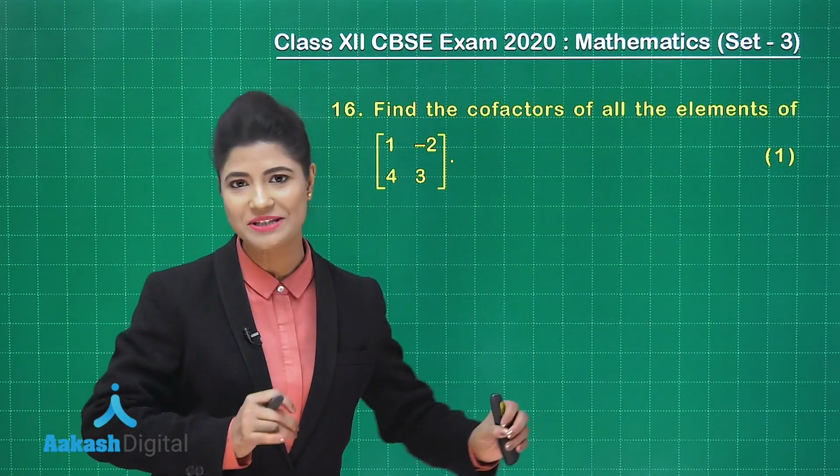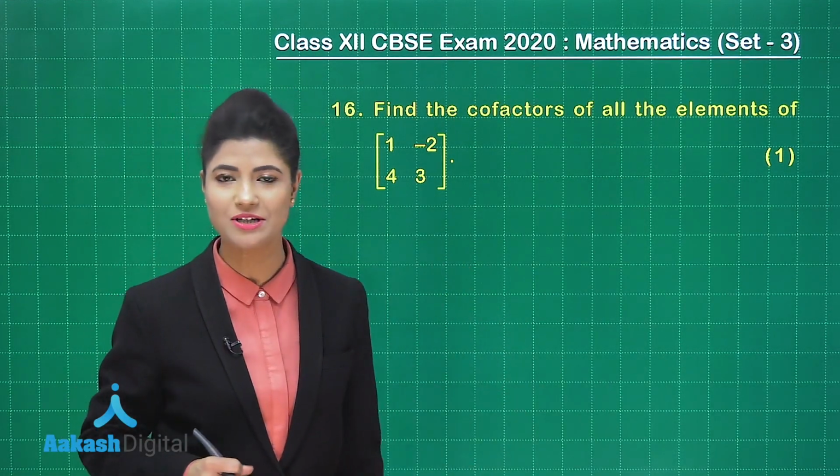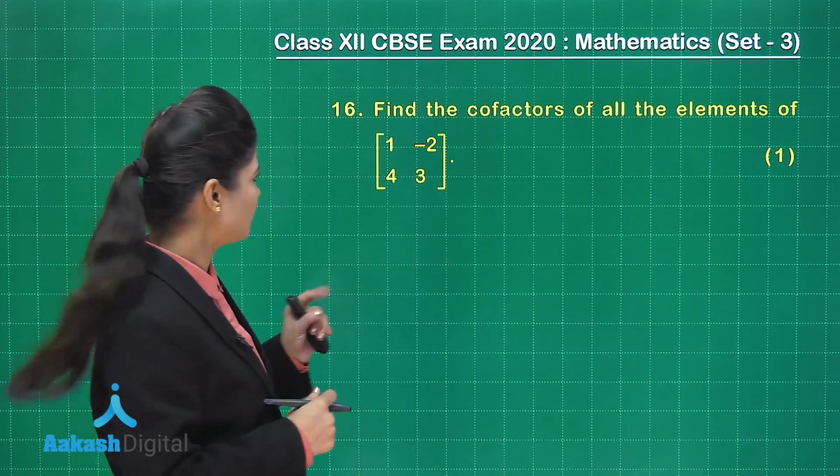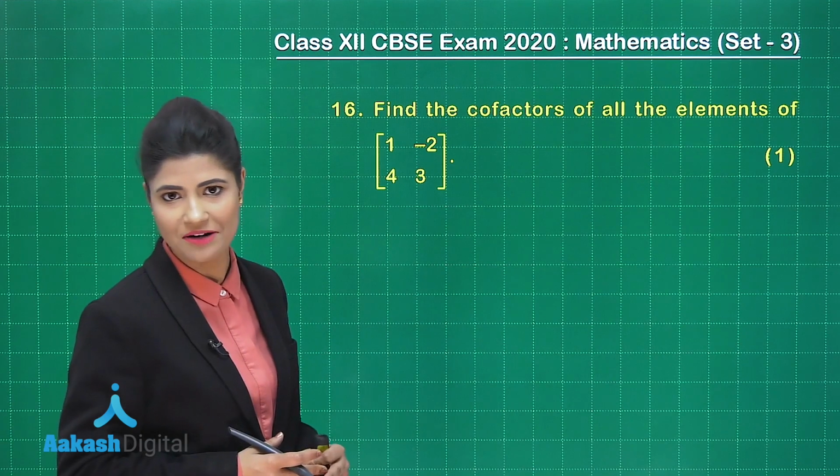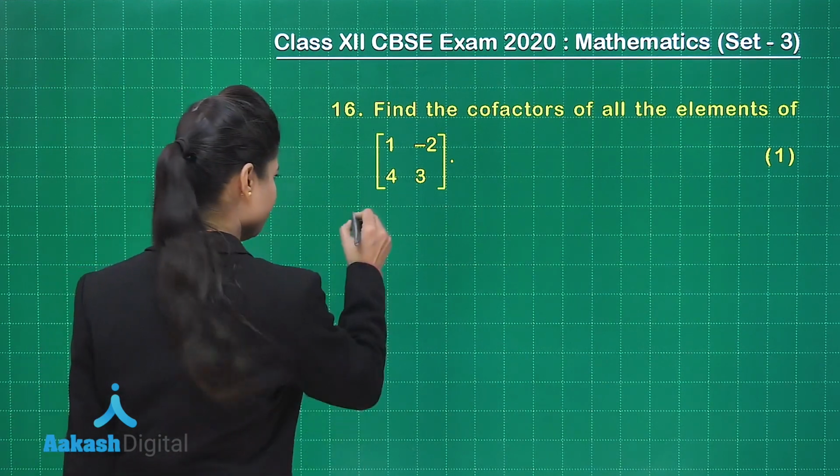Now let's solve question number 16. This is the first very short answer type question in section A. So the 16th question states, find the cofactors of all the elements of this given square matrix. So let's solve this question.